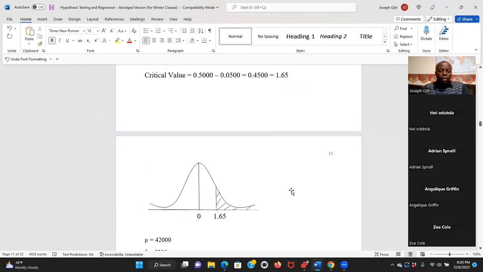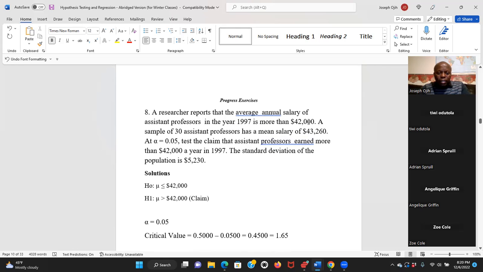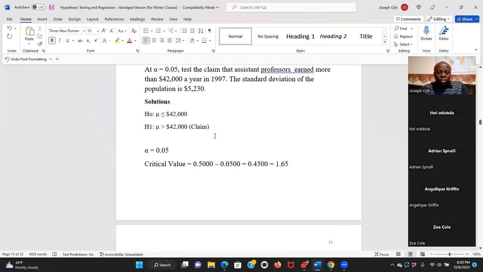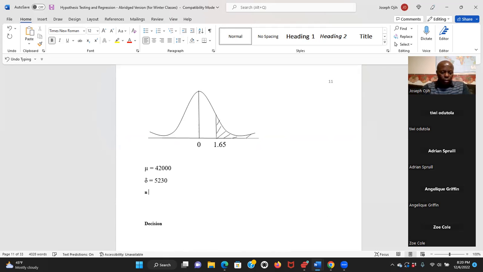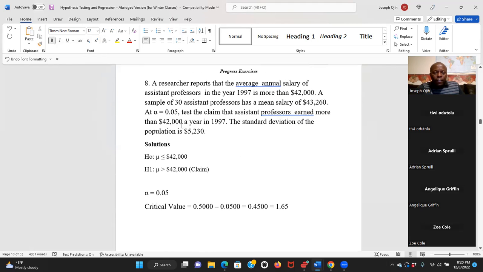Another thing we need is a sample of 30 assistant professors. So N is 30. Again, I have to make it big. Now, what else do we need? It says, out of this 30 assistant professors, the sample mean is 43,260.